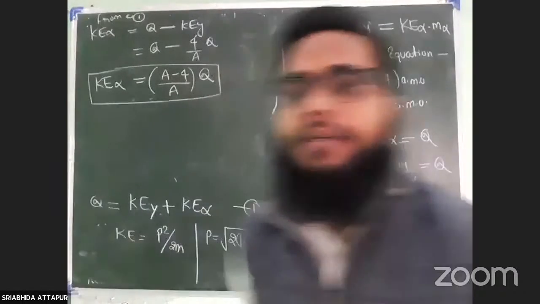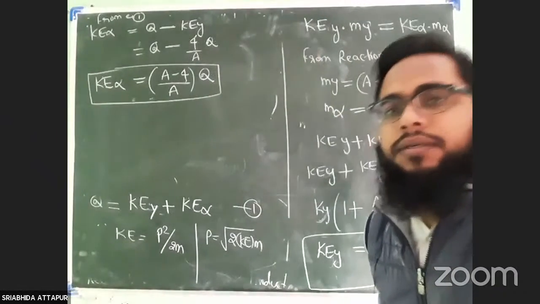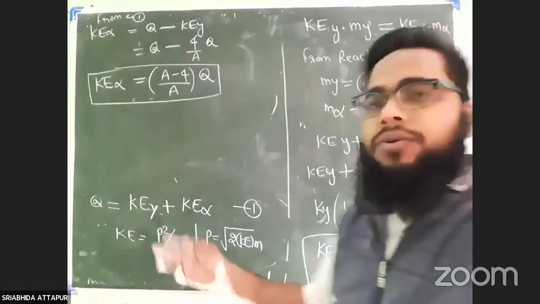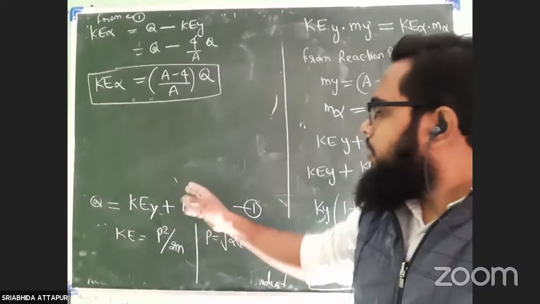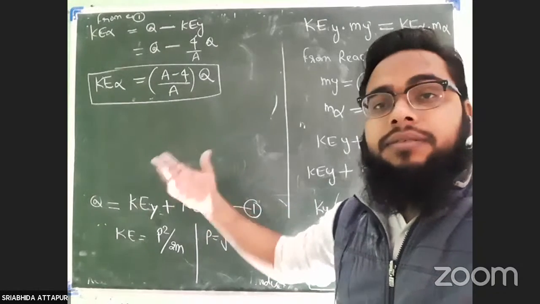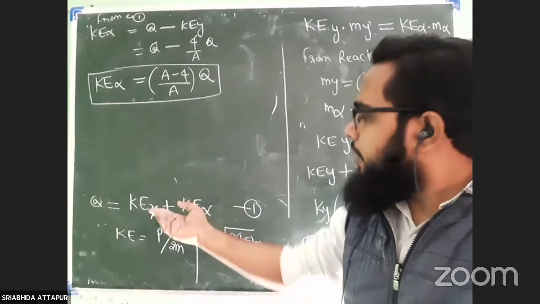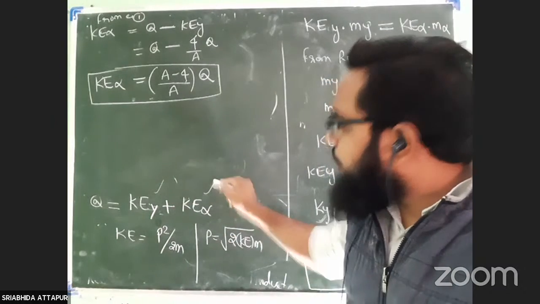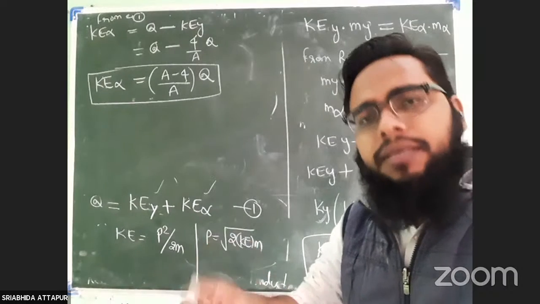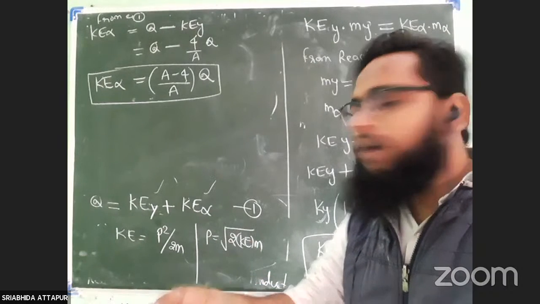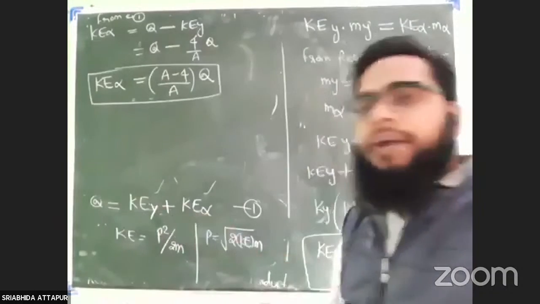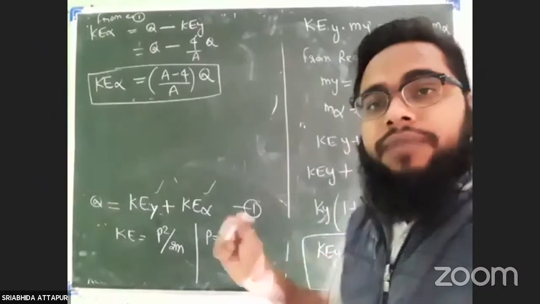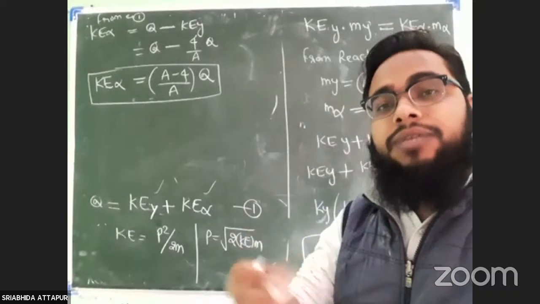Listen, everyone, please listen. See, what I told you: whatever energy will be released, where will it go? It will go to give kinetic energy to the Y particle as well as the alpha particle. So in the JEE exam, they may ask you what is the kinetic energy of the Y particle and what is the kinetic energy of the alpha particle. So please, after my class, do it yourself once again, I think two to three times.